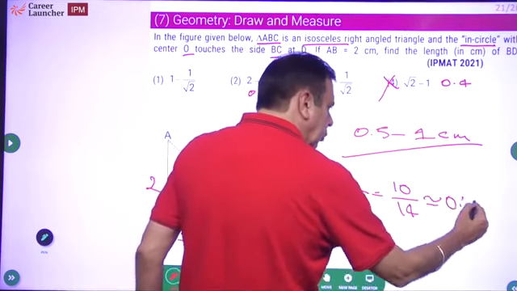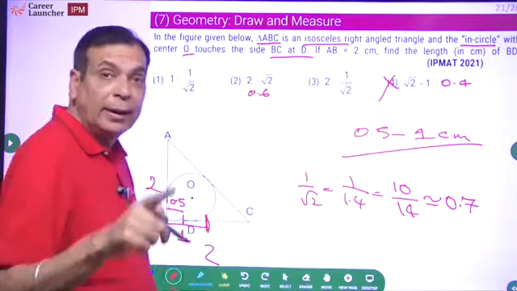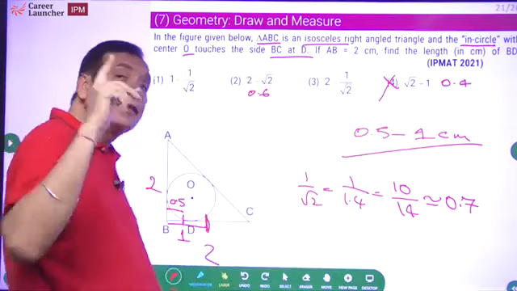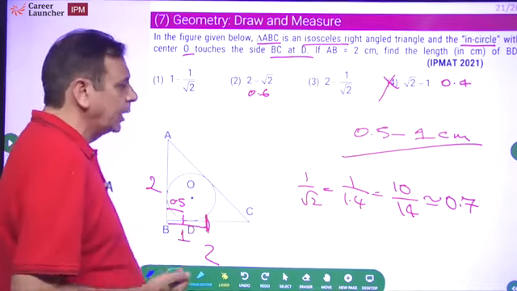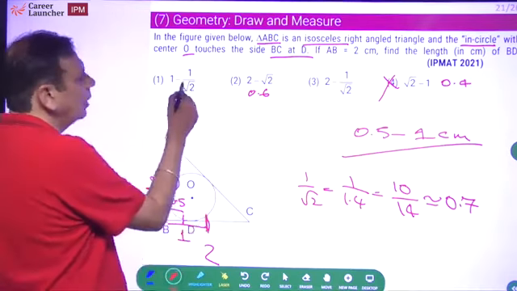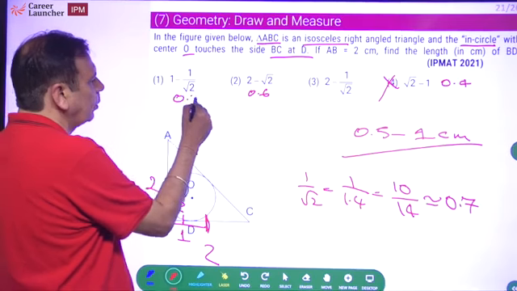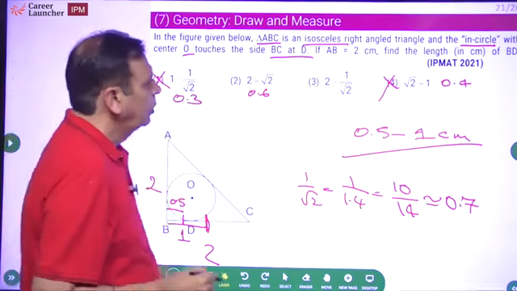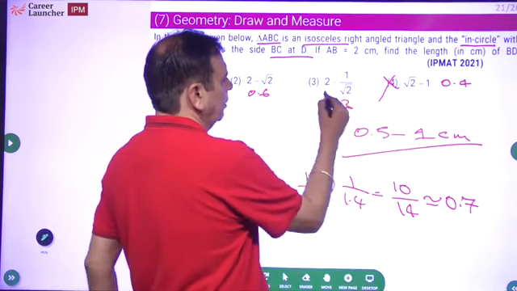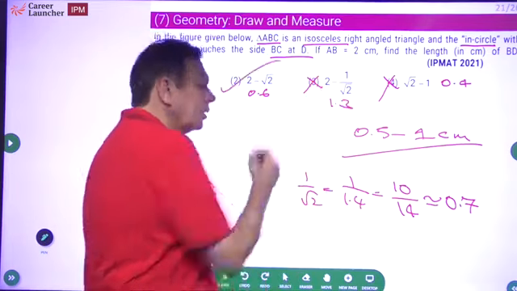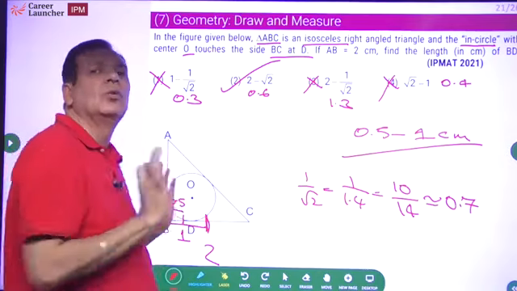Approximately 0.7. So please get used to approximating. One of the mistakes students commit is they don't approximate and try to calculate the exact answer and waste a lot of time. So how much is this? 1 minus 0.7, this becomes 0.3. Wrong choice. 2 minus 0.7, 1.3. Wrong choice. Correct answer. I don't know geometry, but I know the answer.